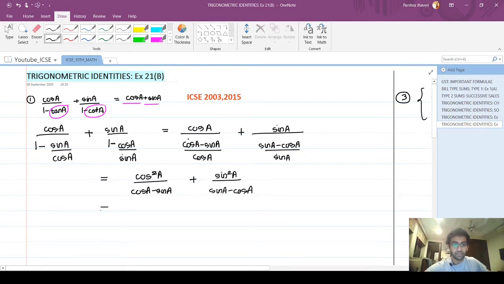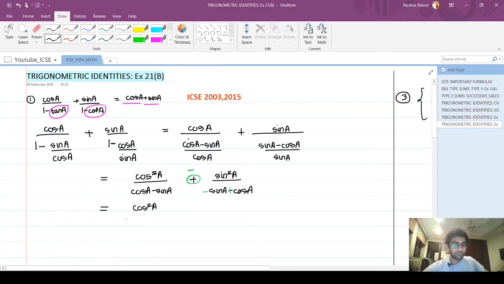Now we need cos A plus sin A on the RHS. How will I do this? Guys, don't take the long cut and multiply these and try to find the LCM. Instead, focus on just taking minus common from here. If you change this sign into a minus, this will become a plus, and the sign will become a minus. Basically, I've taken out minus common.